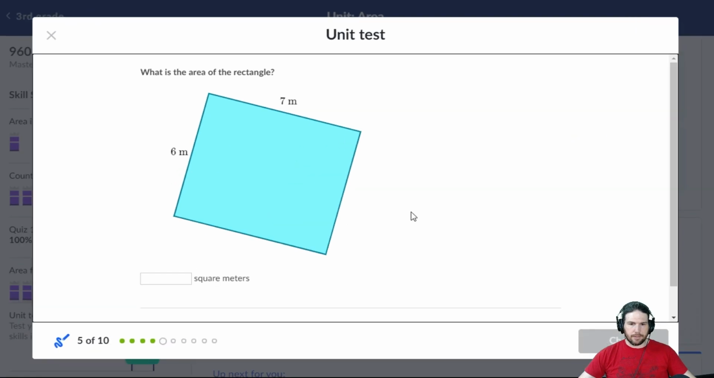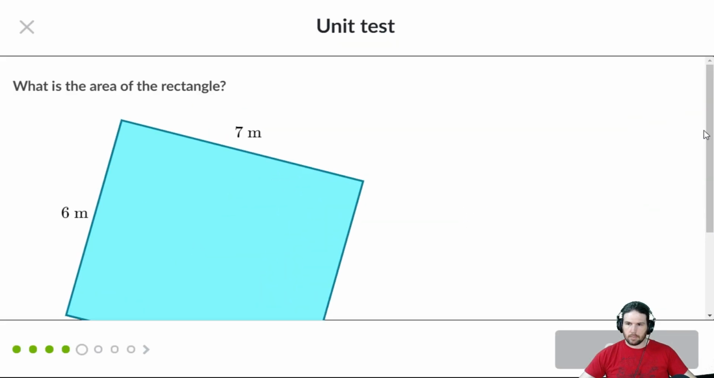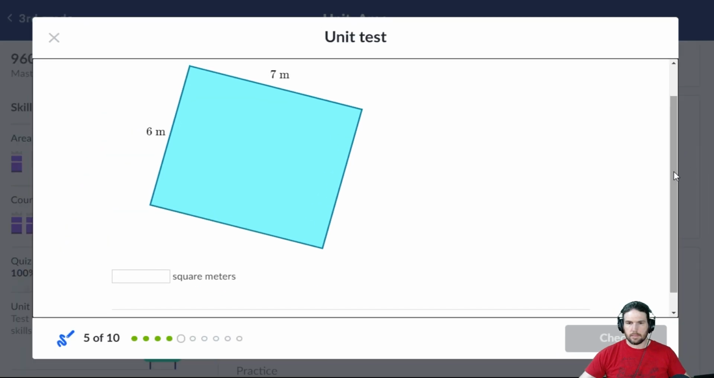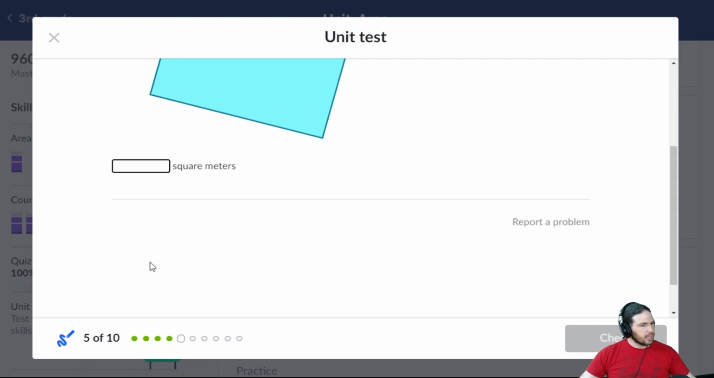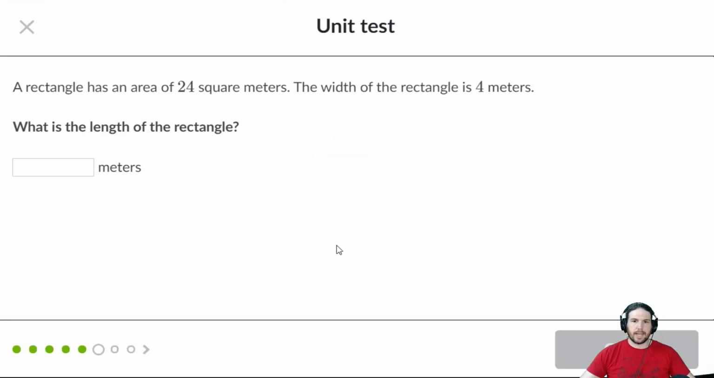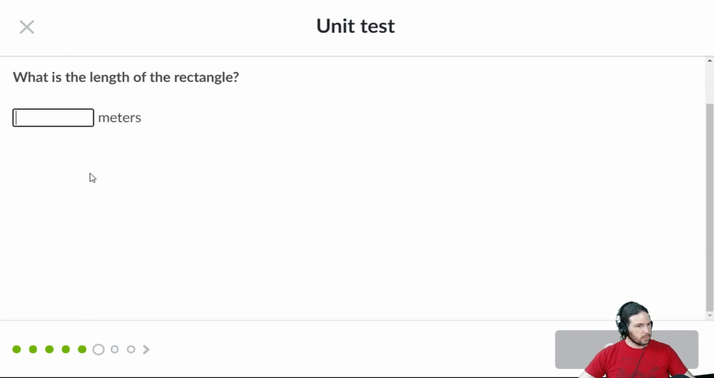What is the area of this rectangle? Six by 7 is 42. A rectangle has an area of 24 square meters. The width is 4 meters. What is the length? That would be 6.